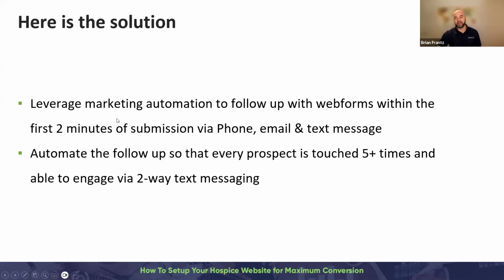So the solution is to leverage automation. As soon as someone fills out a form, we send them an email and a text letting them know we got this, and someone will be reaching out to them, and if they need assistance immediately, they can call or text back right now. We want to automate that follow-up, because not everyone is going to be right there, ready to reach out, as soon as the lead comes in. So we automate that and make sure that the prospect, that visitor, is touched at least 5 times and able to engage via text message.